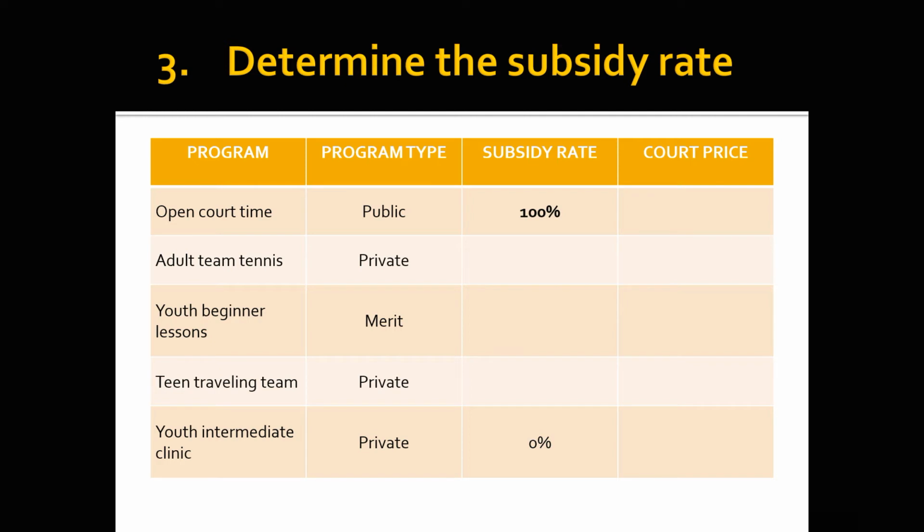Where our other one, which is the open court time, is for the greater good, we're going to 100% subsidize that program. The adult team tennis, we're giving that a -25 to be what S will be, the subsidy rate. Negative meaning that we are going to make profit. We're going to make 25% profit on that program.